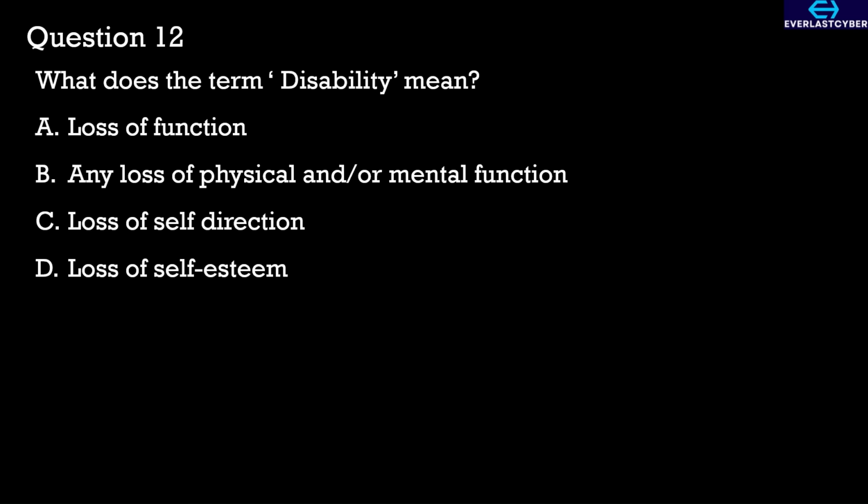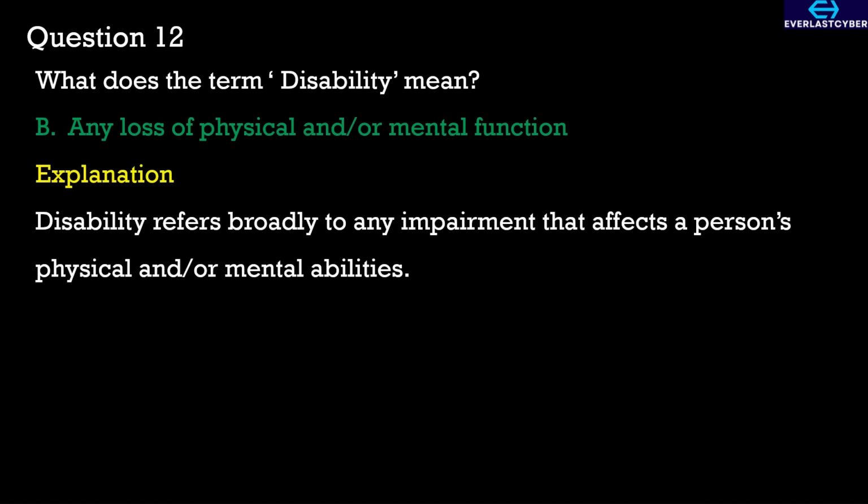In option A, loss of function is close, but it doesn't really describe disability completely. Options C and D are specific types of losses, but they don't fully define disability. Option B actually provides a more comprehensive definition. Disability refers broadly to any impairments that affect a person's physical and or mental abilities. So our answer here is option B.